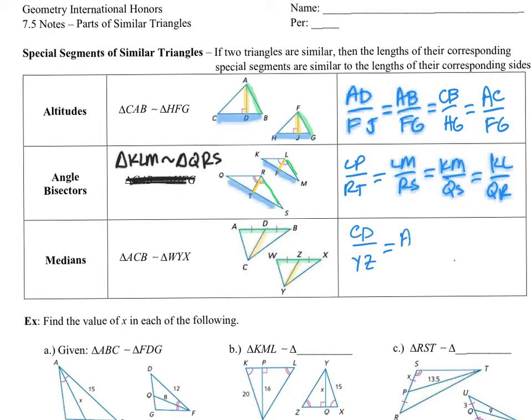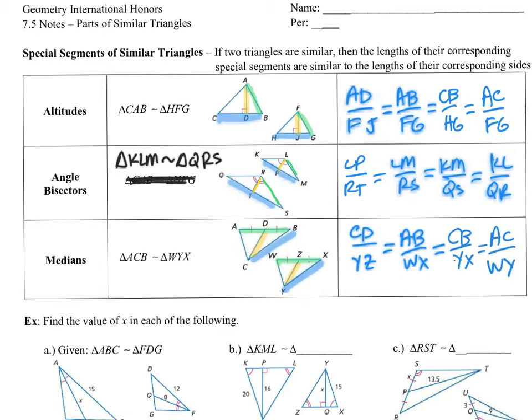So AB to WX, which is equal to the ratio of, let me highlight a different color. How about blue? Let's highlight CB to YZ. I know that they correspond because CB were the last two vertices named in the first triangle, and XY or YX are the last two named in the second triangle. So we'll write that ratio, CB to YX, which would be equal to the ratio of the unnamed sides. That would be AC to WY.